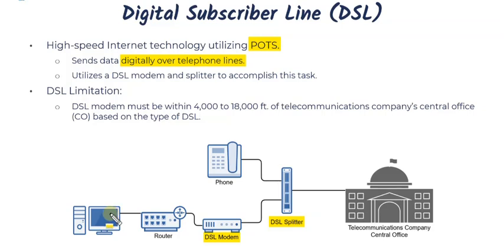Now, the great thing about DSL is that we can utilize both our internet and our phone line at the same time, something we couldn't do with dial-up. Now, there is a limitation when it comes to DSL, and the limitation is that your telecommunication company's central office, where all of their network is, has to be somewhere within 4,000 and 18,000 feet of your home. And the distance is going to vary based upon the type of DSL that you're purchasing. And we're going to talk about three common types on the next slide. So this is the way that DSL works from a very high level perspective. Let's now talk about those different types of DSL.